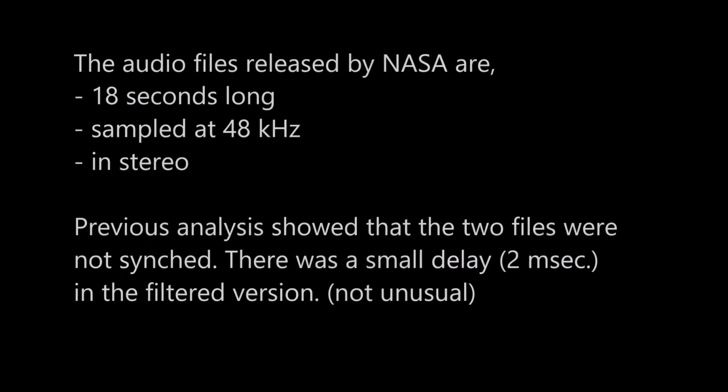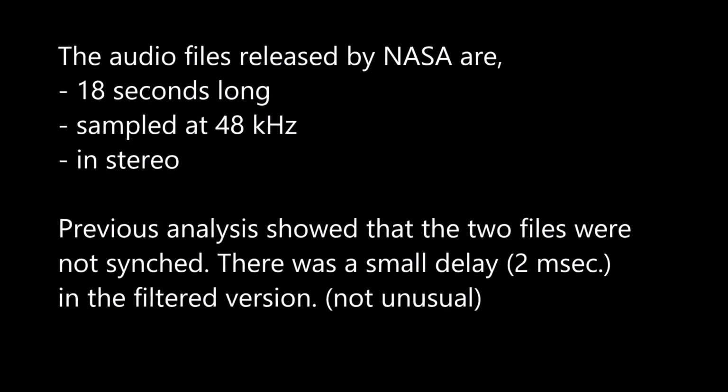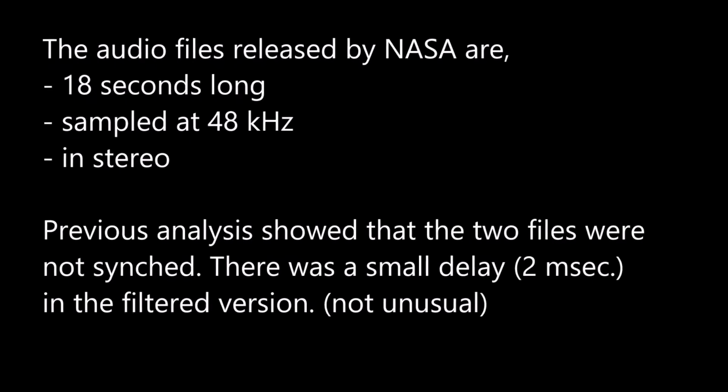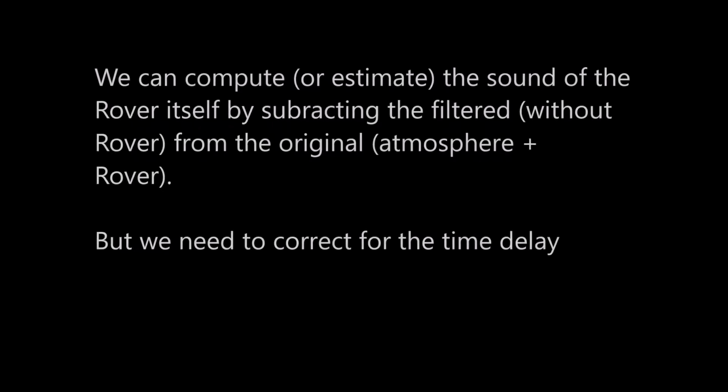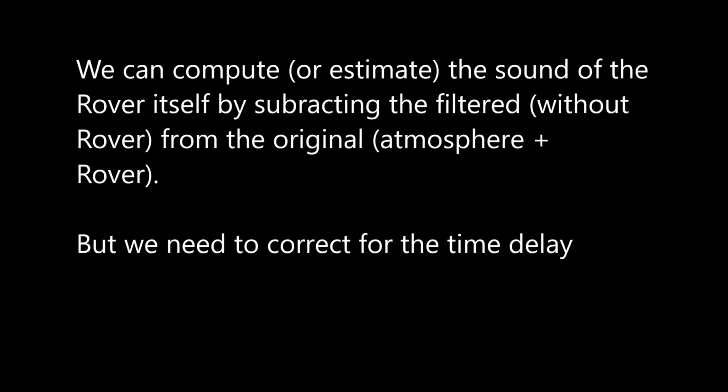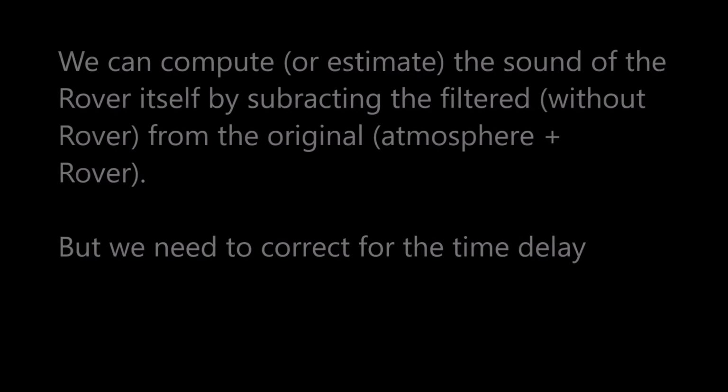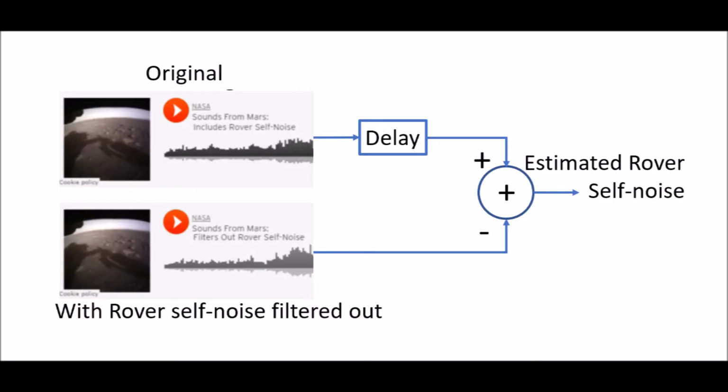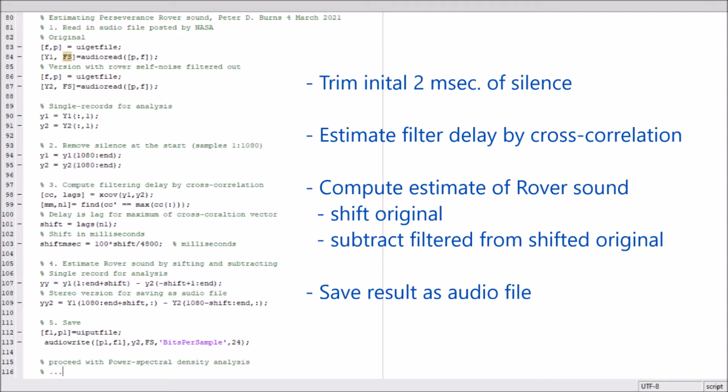Here are the details. Previously I noticed that there was a small silence and also a delay between the original and the filtered version of these audio recordings, so we need to compensate for that in the estimate. Here's an outline of how I did this: take the original and the filtered versions, introduce a delay so the filtered and original versions are synced, and subtract those. Here's how it's done in software.